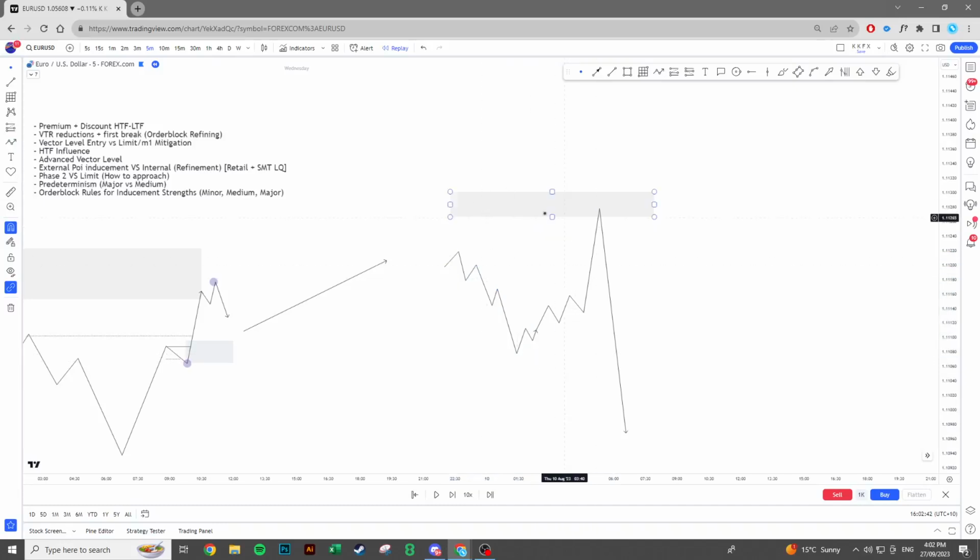So let me just draw a POI out. Okay, perfect. So what's actually happening here? Why don't we get our vector level entry? Well, what's happening down here? That's always what we've got to look at, the build up towards the inducement for our POI.